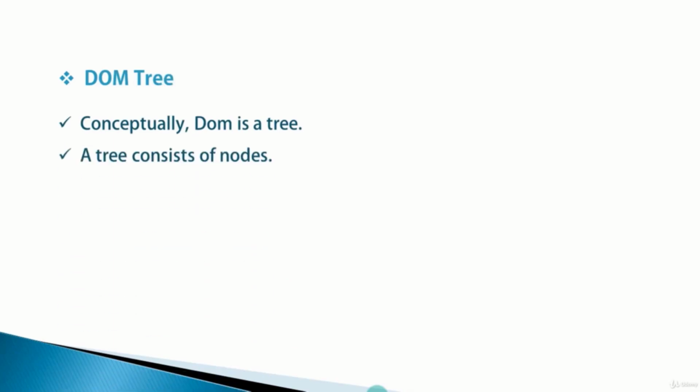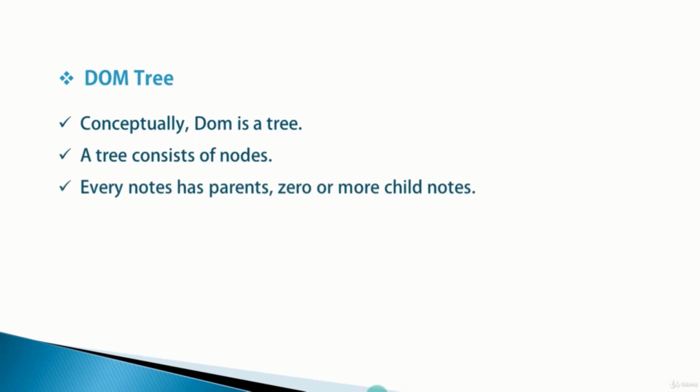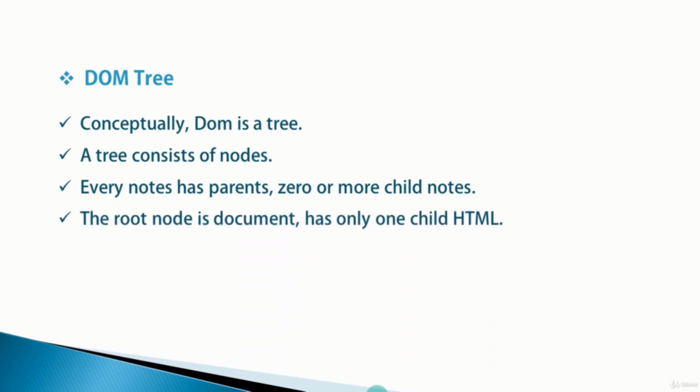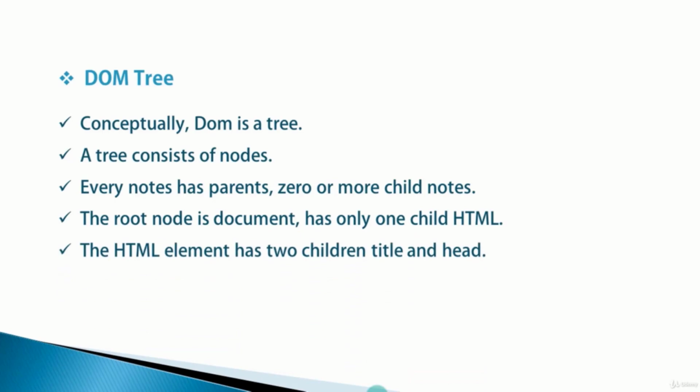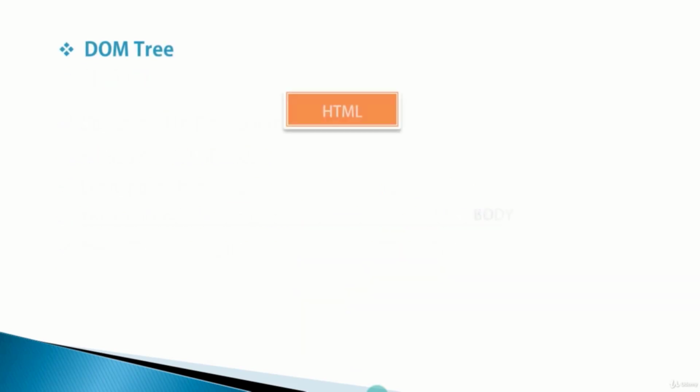Conceptually, DOM is a tree. A tree consists of nodes. Every node has a parent and 0 or more child nodes. The root node is document, which has only one child, HTML. The HTML element has two children, head and body. The following is the DOM tree.